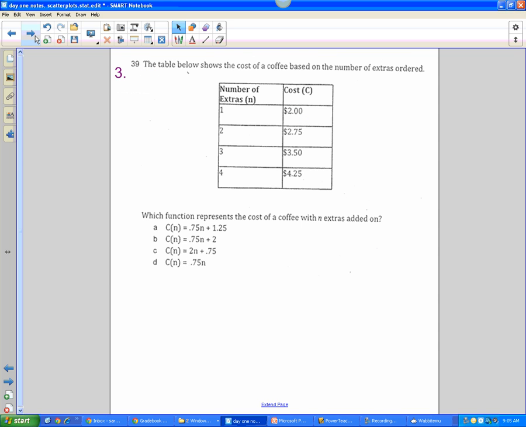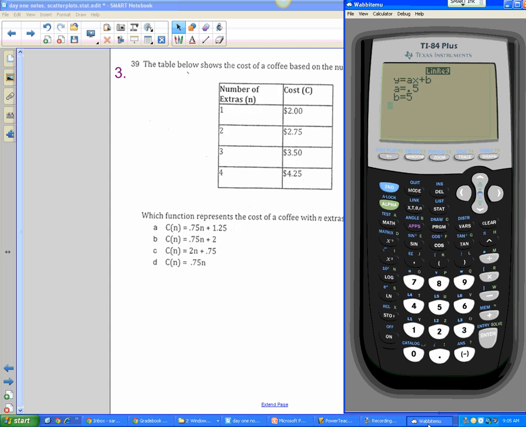All right, let's do another one. The table below shows the cost of a coffee based on the number of extras ordered. Which function represents the cost of a coffee with n extras added on? So we're going to use our calculator. So press stat again.